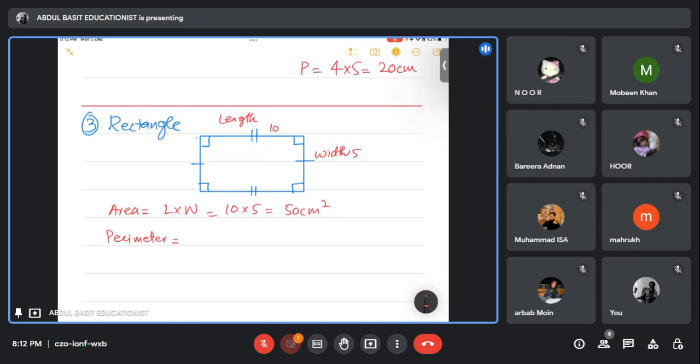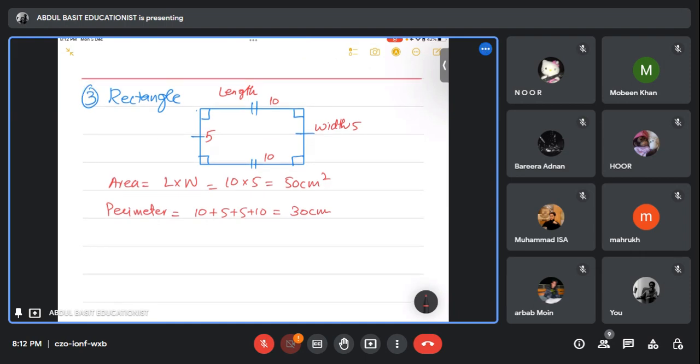So how much rope is needed? It will be something like you have to sum all sides. So you know that if this is 10, then that is also 10, and if that is 5, then that is also 5. So I just add all. Simple as that. 10 plus 5 plus 5 plus 10 equals 30 centimeter. Okay, so I hope this is clear. Is it clear?